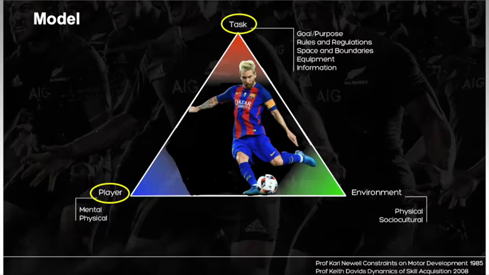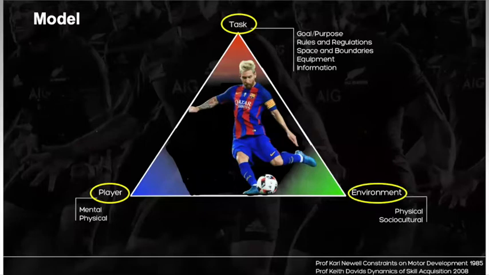Then you've got your mental attributes. This can be the experience of the player, their confidence. An example: if you want to develop mental pressure on your players, you could use a scenario where they're 1-0 up with 5 minutes to go and they need to win the game to win the title. You're just trying to manipulate the constraint to help support them.